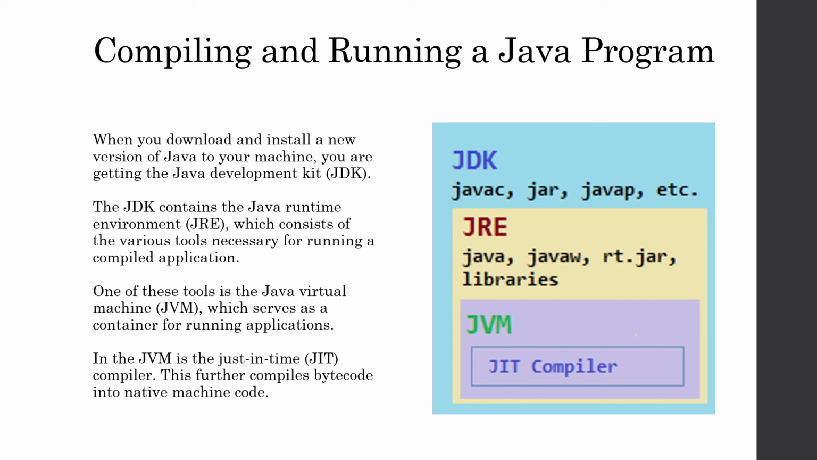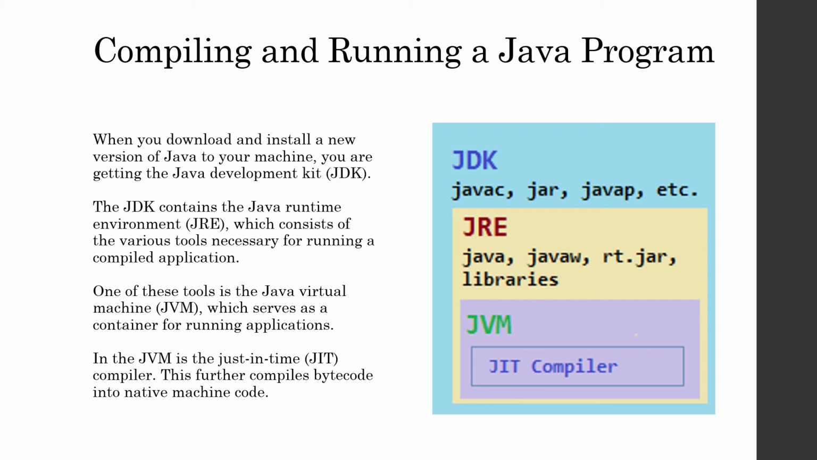The JDK is also going to contain the Java Runtime Environment, which is the JRE. This consists of the various tools necessary for running your compiled application. So if javac, the command that you see in the JDK area, is used for compiling your programs, the java command, the very first one that you see inside of the JRE box, is used for running your compiled application.